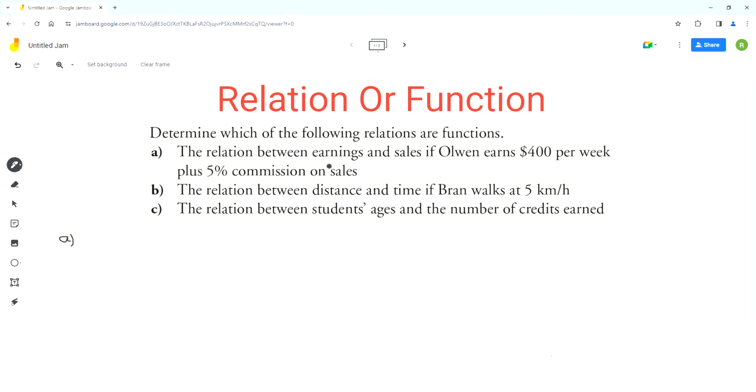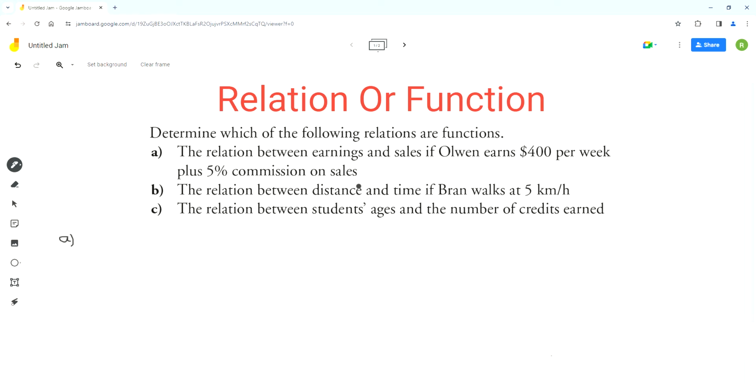The relation between earnings and sales. Alvin earns $400 per week plus 5% commission on sales. Now we have to find whether this relation between earnings and sales is a function or not. This relation is a linear relation because it gives us earnings in terms of the fixed earnings Alvin has per week plus his variable earnings, which is 5% commission on sales.